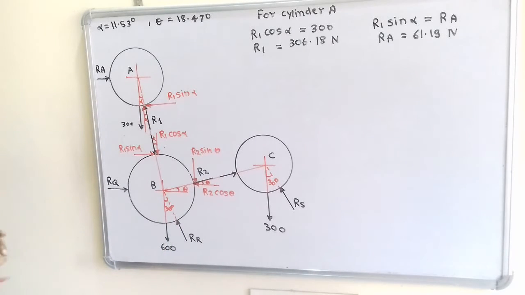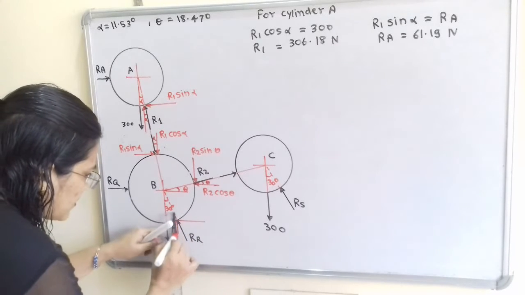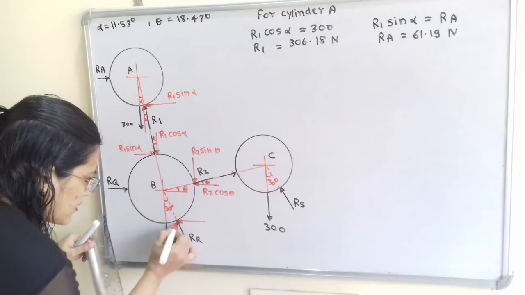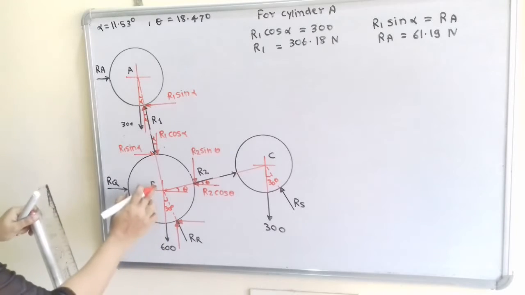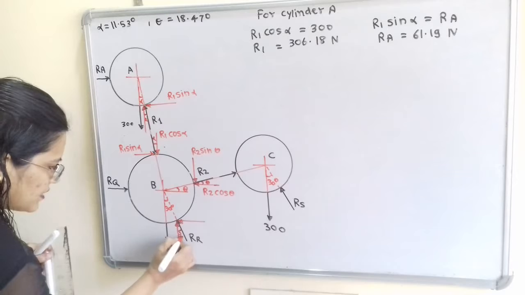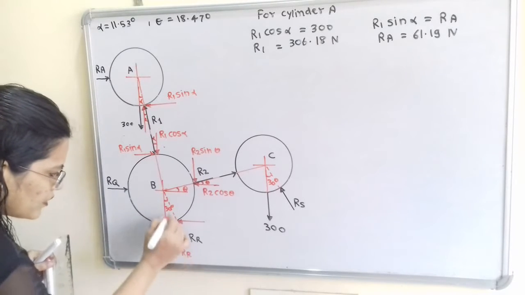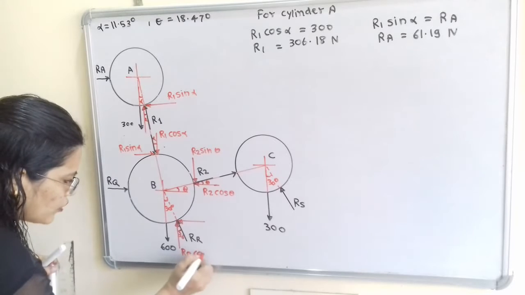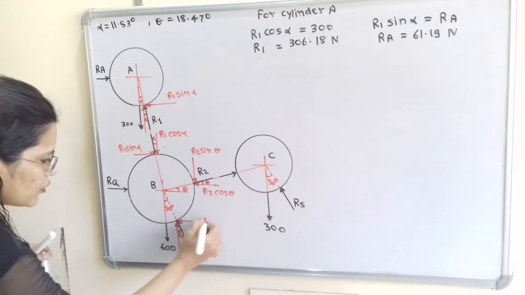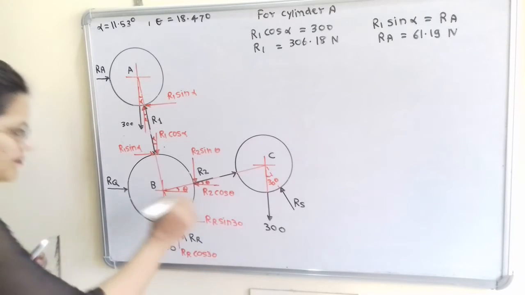Now in the same way we will move for the RR. So here are the horizontal and vertical components. It is making an angle of 30 degrees with the vertical. So here is 30 degrees. So its value is, for the vertical component RR cos 30, and for the horizontal component RR sin 30 degrees.